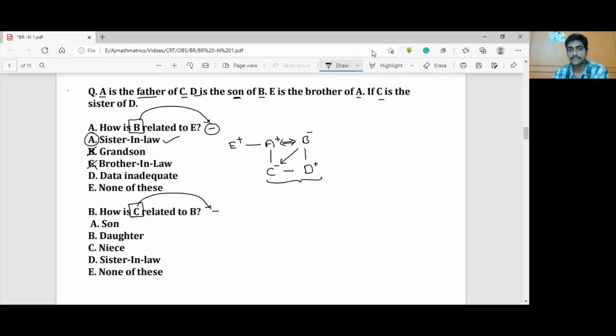Coming to the next question, it is asking how is C related to B. As C is a female, a female relation will come, so obviously we can eliminate son as the option. As C is one generation below, it cannot be a sister-in-law. It can be a daughter or a niece. And we know that D is the son of B and C is the sister of D. So automatically C is the daughter of B. So this is the answer for the question. Hope you understand. Let's do the next question.